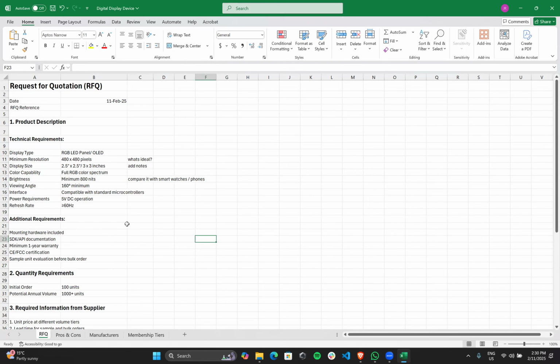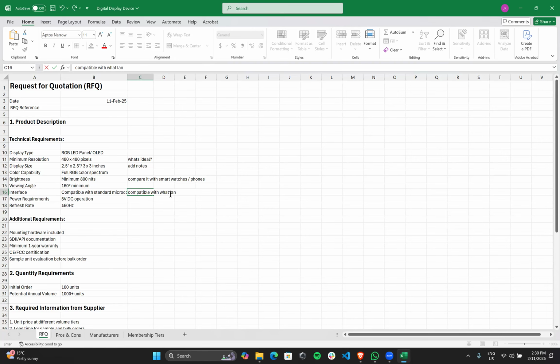Okay, interface compatible with standard microcontrollers. Well, we're controlling this device through an app. So you put what the languages are that can control this. We want to know what the languages are. This is programmable by, okay, what languages?